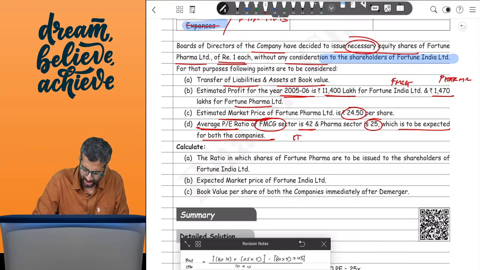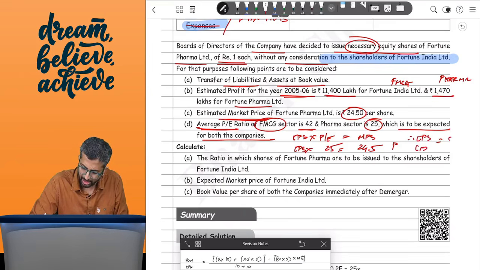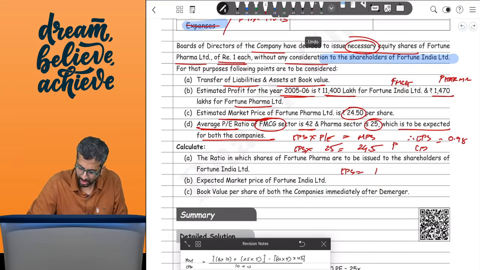So can I say EPS into PE will actually give you the MPS? Now for pharma, I have the MPS at 24.5, I have the PE at 25, and hence I can find my EPS. If I do the workings, my EPS for the pharma vertical would be around 0.98. However, how do you calculate EPS? EPS is calculated as the profit divided by the number of shares. So if I take the profit by shares of pharma, 0.98 should equal 1,470, which is my profit, divided by the shares that must be there in Fortune Pharma.